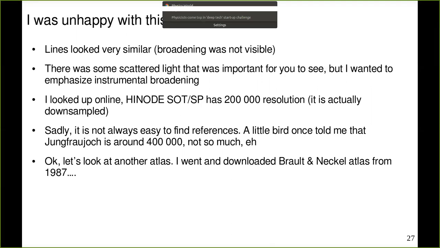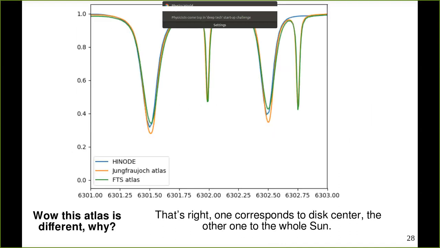Right, and I don't remember who, but somehow for this specific atlas, I had in mind a resolution of roughly 400,000. So I said, okay, maybe it's not so obvious. Maybe I can find a better one. And there's this famous Brault and Neckel atlas from 1987. So I plotted that one. But then I saw another thing, that the lines are more shallow. So can somebody tell me now, how can lines be so different in two solar atlases?